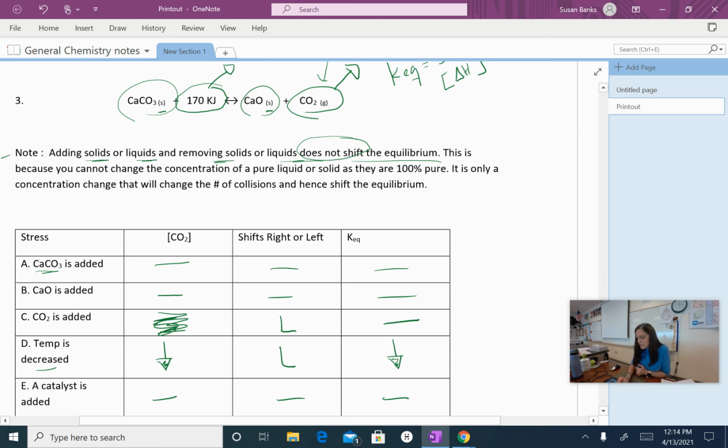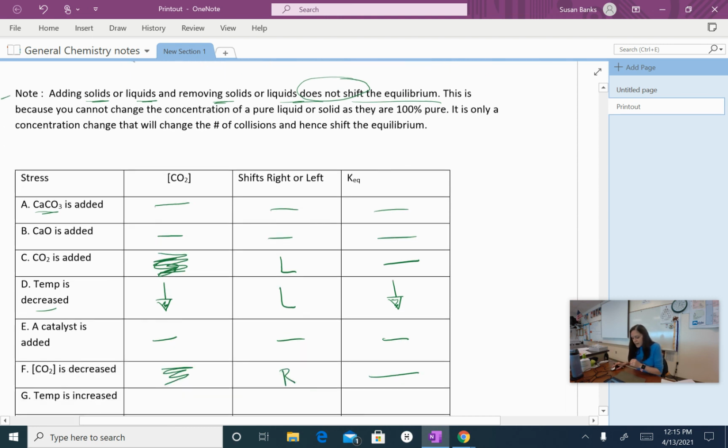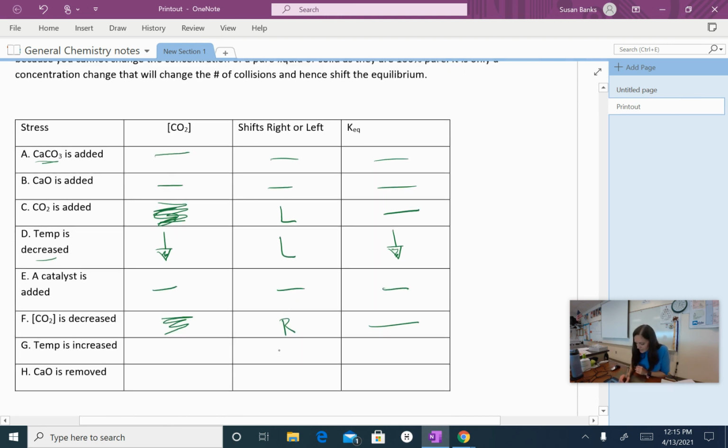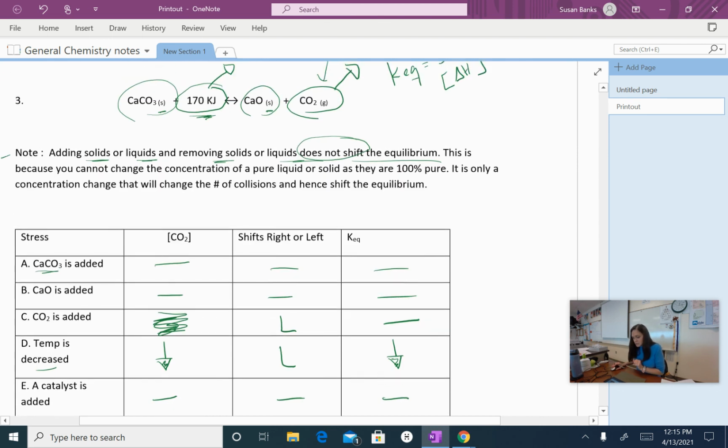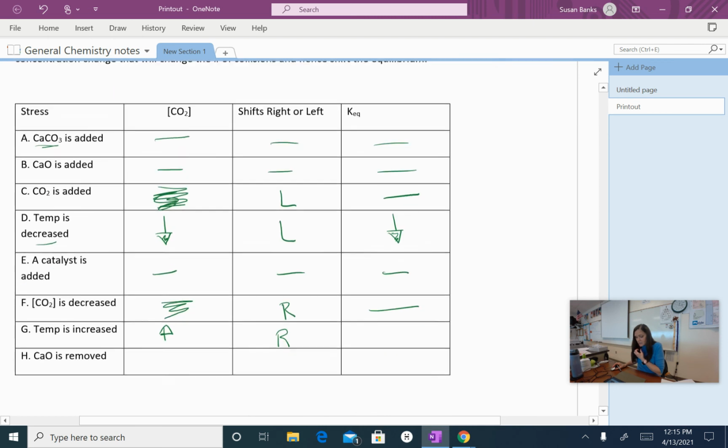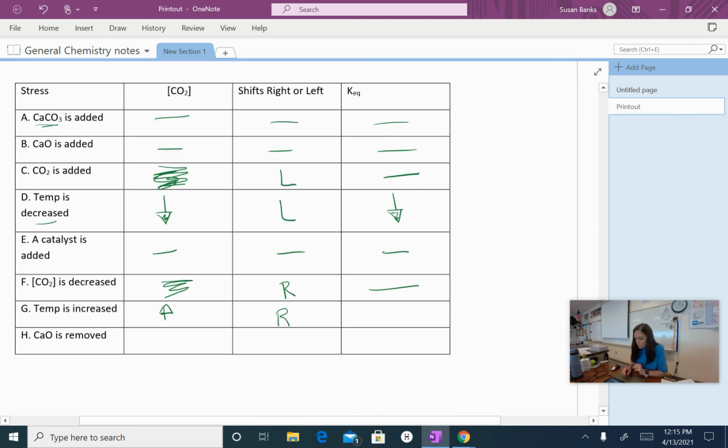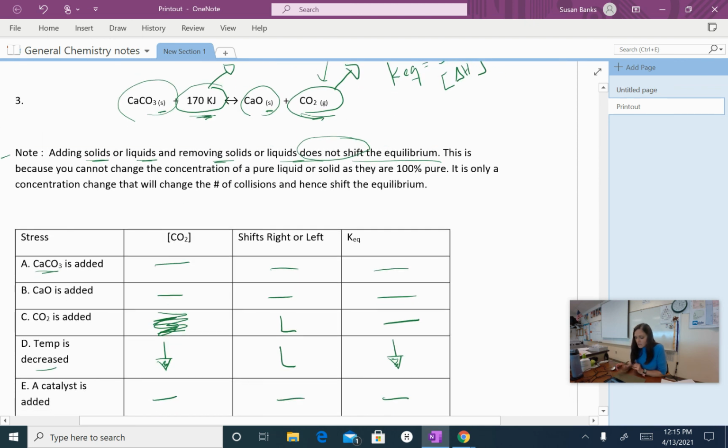Temperature is increased. So my temperature is increasing. That's the same as making my reactant side heavy. So I'm going to shift right to make that equilibrium. That's going to increase my carbon dioxide because my carbon dioxide is a product. And because it makes my product concentration more, and I've changed the temperature as well, it's going to increase my equilibrium constant.